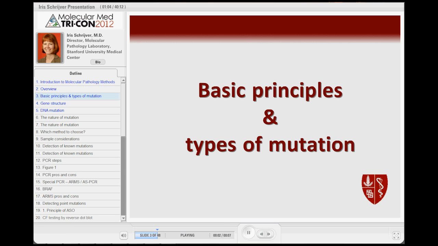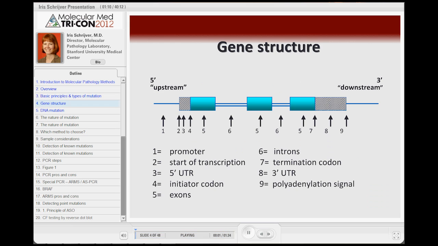So first, let's go to the basic principles and types of mutation. For many of you, this will just be a refresher. But you'd be surprised when I ask people what constitutes a gene, the diversity of answers that I receive. So what constitutes a gene?